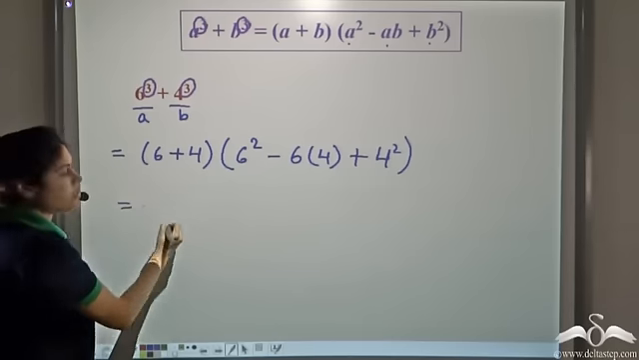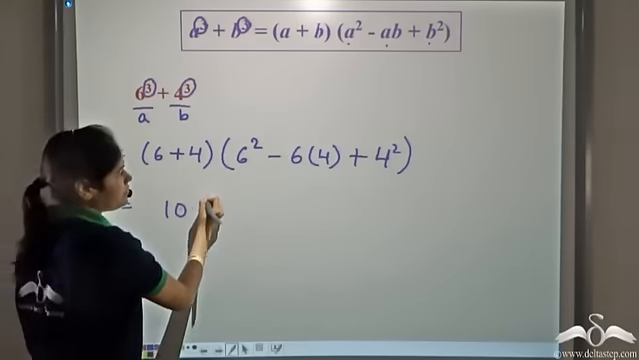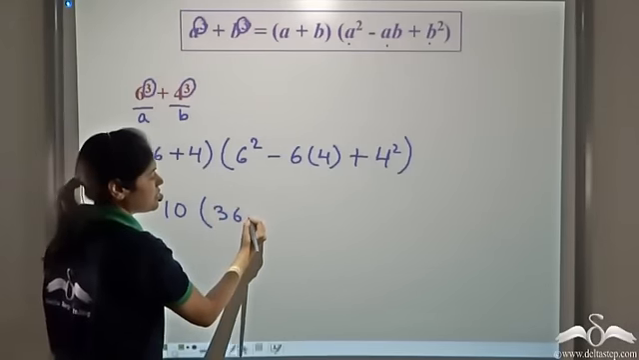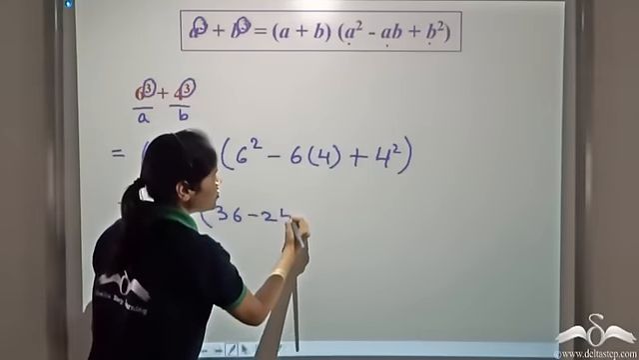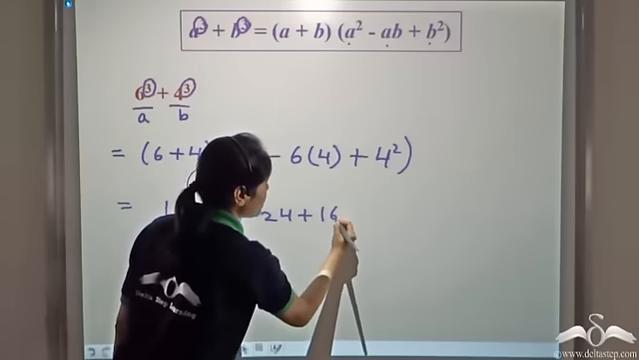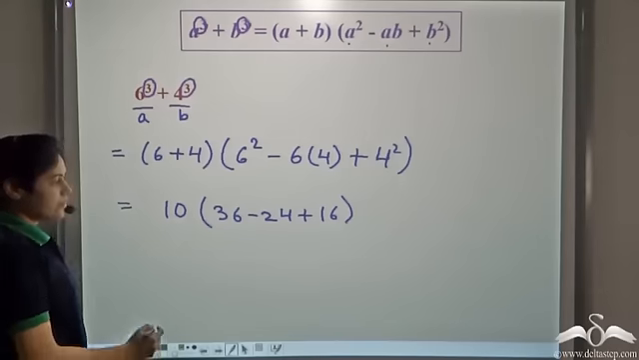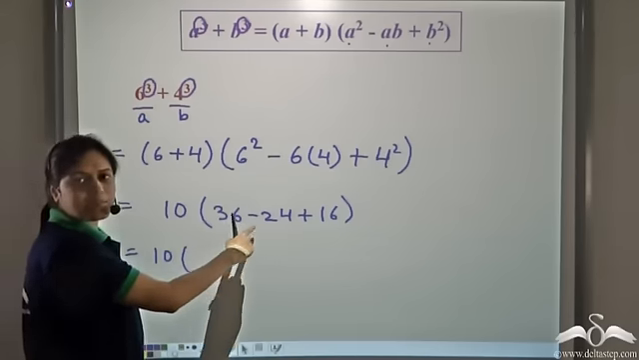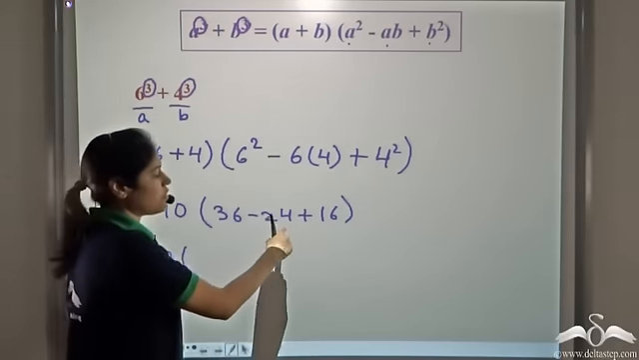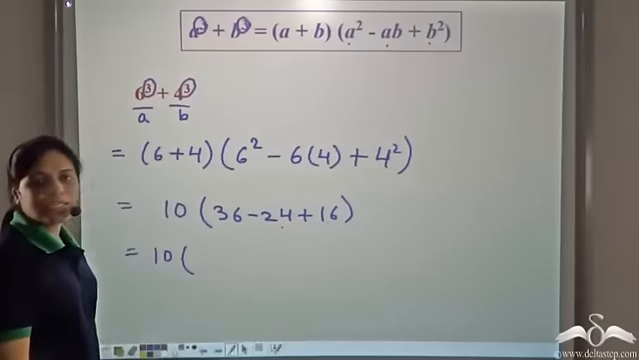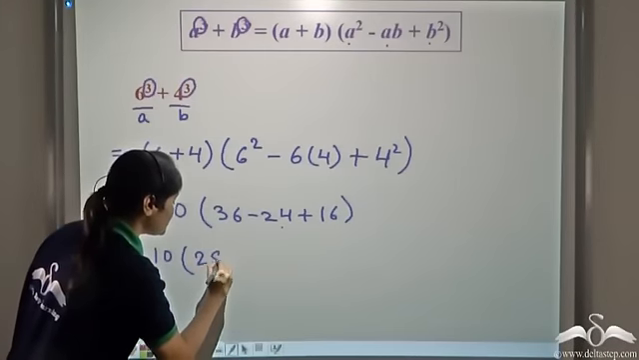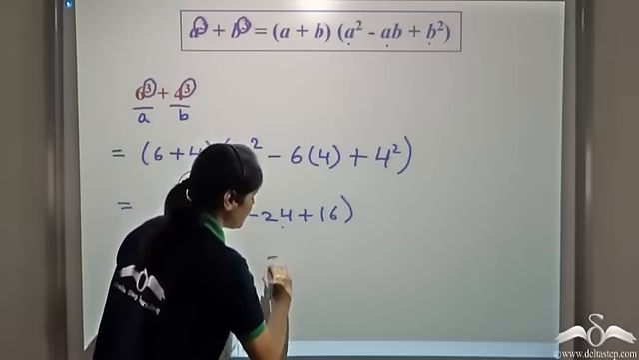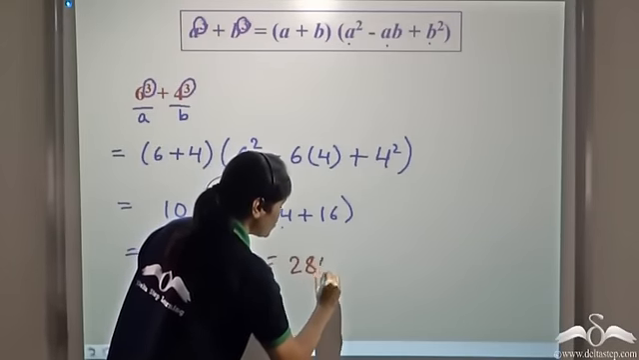Now 6 plus 4 is 10. 6 square is 36. 6 into 4 is 24. And 4 square is 16. So this gives us 10 into 36 minus 24 is 12. 12 plus 16 is 28. So this is 28. So 10 into 28 is equal to 280.